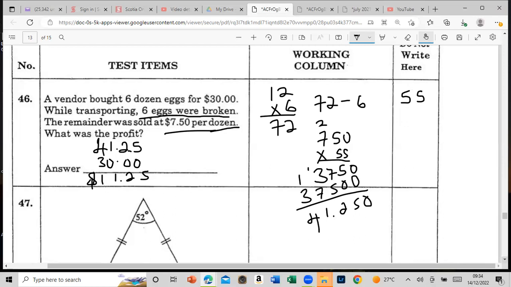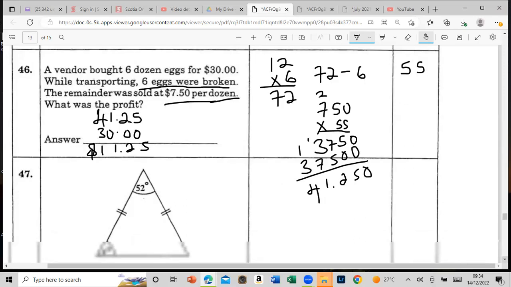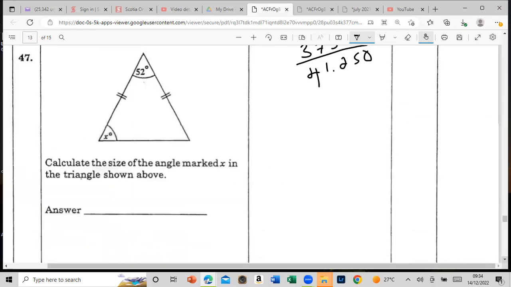Alright. Calculate the size of the angle marked X in the triangle shown above. Alright, so one thing we know is that this is an isosceles triangle. So right here says also X. These base angles are equal.